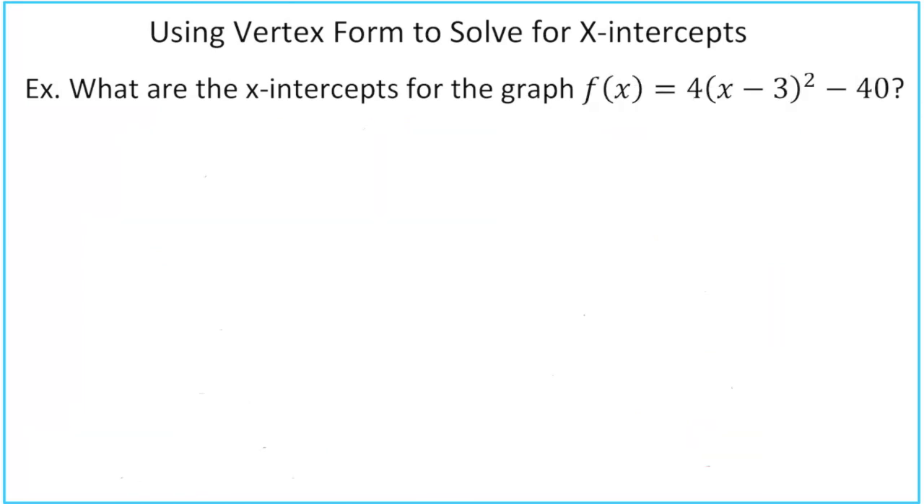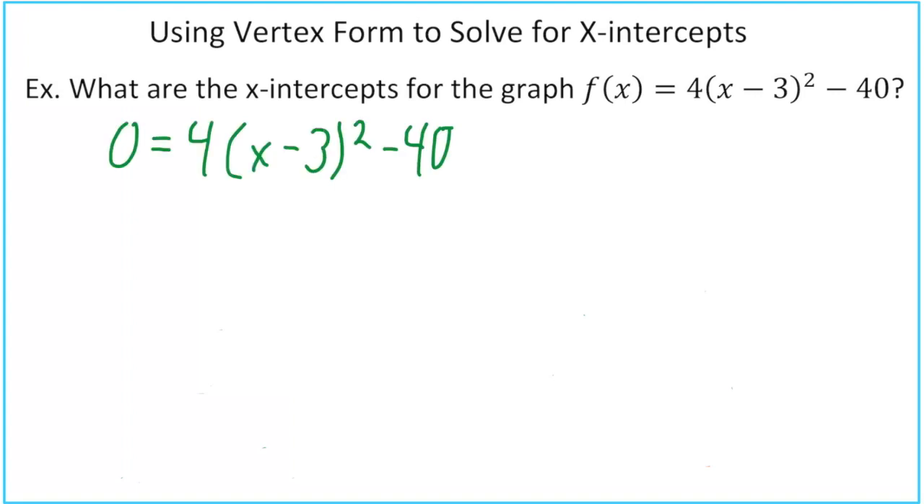Let's take a look at another one. By the way, at the end of this one, the answer is not going to be as nice as the one we just did. All right, so what is our first step? If you want to find the x-intercepts, you got to let y equal 0. In this case, f of x is being used instead of y. So there's our setup, setting it equal to 0.